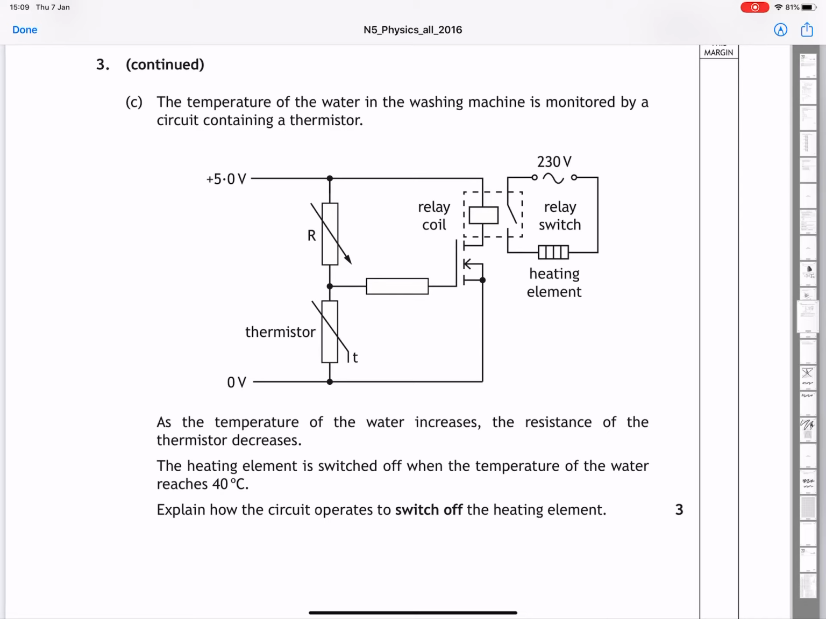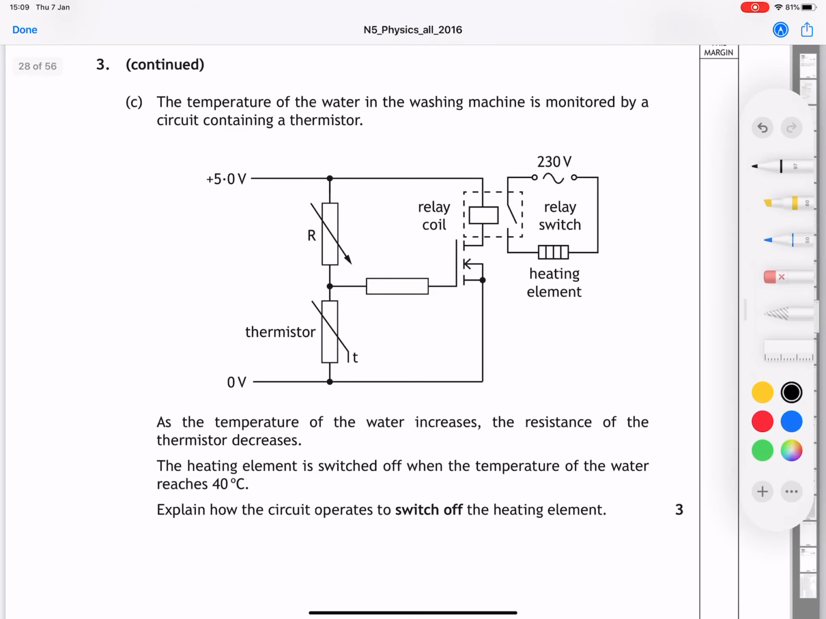Right, good old transistor question. Explain how the circuit operates to switch off. So it's 3 marks, so you need to be quoting 3 things. So it's telling you, the thermistor, as the temperature goes up, the resistance goes down. We've done this third. So if the temperature increases, the resistance decreases. If the resistance decreases, then the voltage also decreases. And remember, when the voltage drops below a certain level, the transistor switches off.